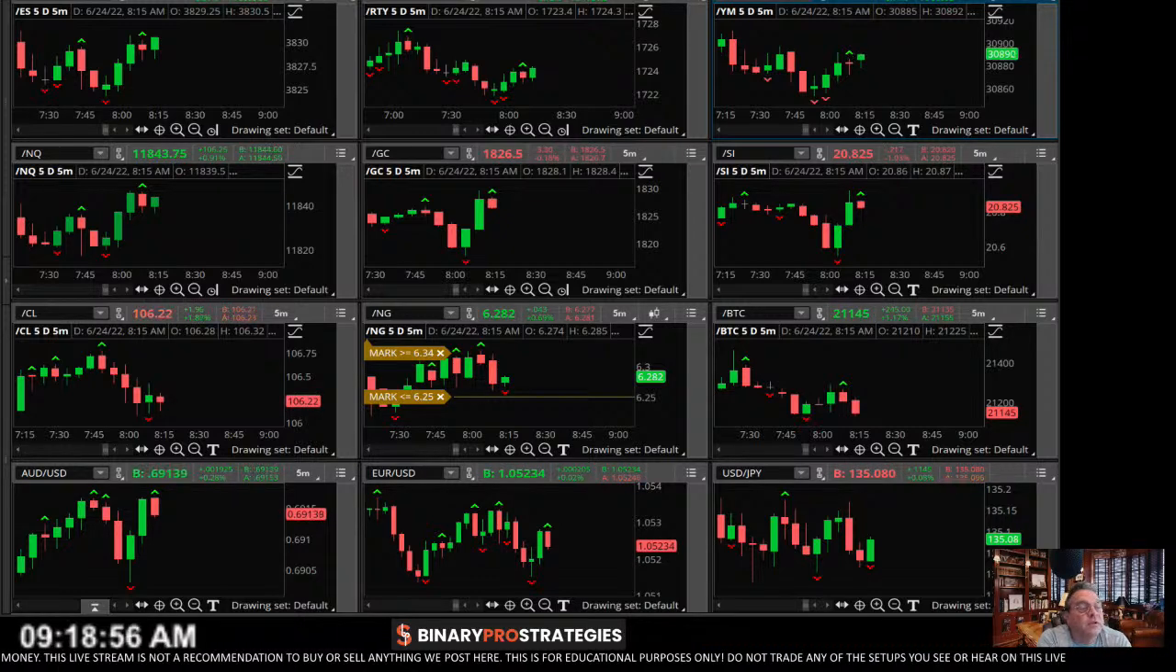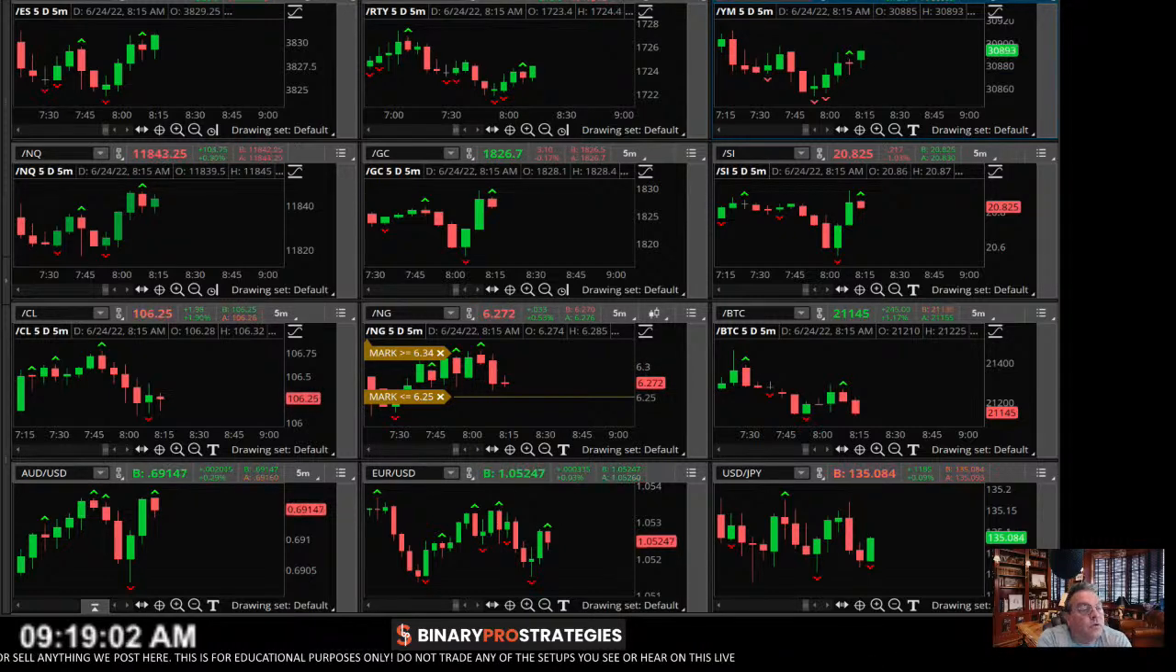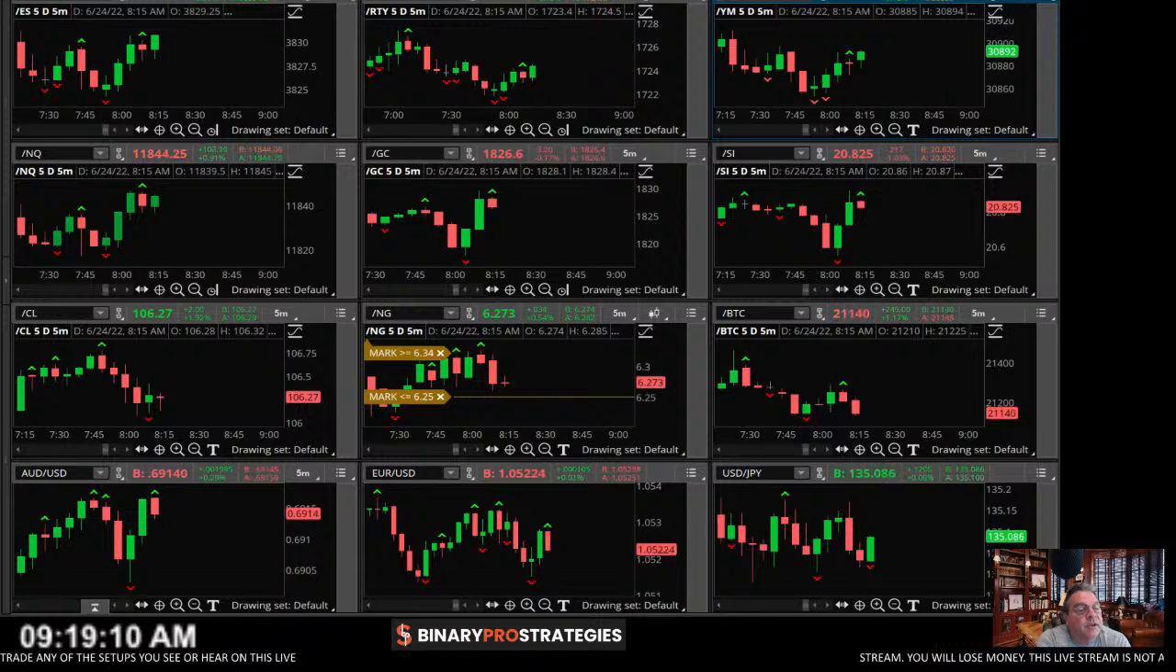Another good entry point on this natural gas. I'm going to go ahead and put another one on here. Still long, looking for a target of 634. Say that's 627. I have a pretty tight stop, 625.